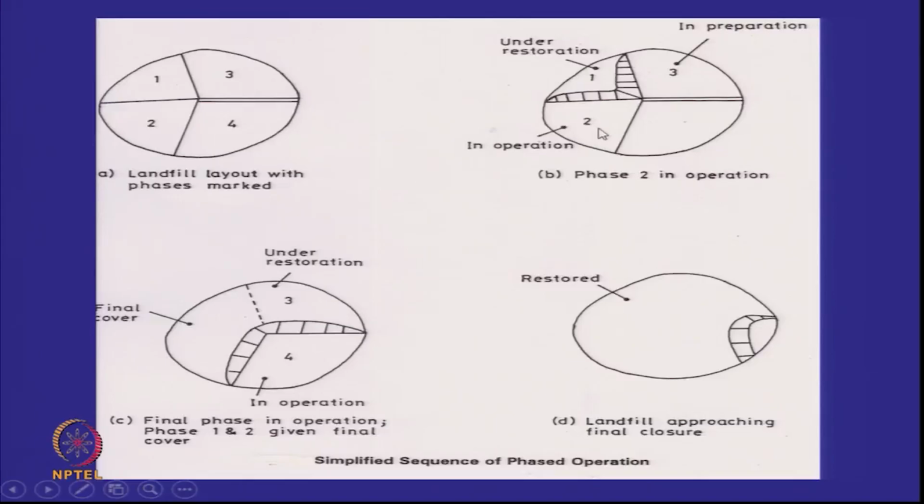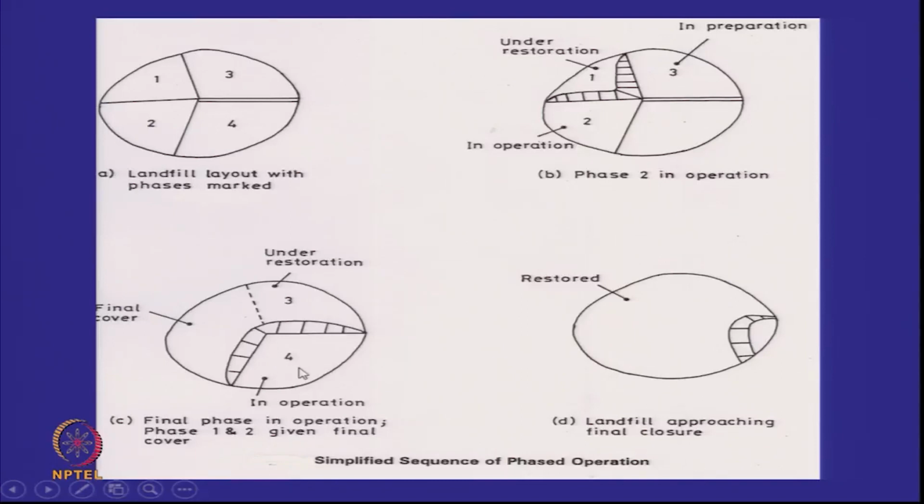So let me say 1 year is over, the second year is on. So in the first year you will place the waste here, agreed? At the end of the first year you will cover this. In second year what will happen? While you are placing the waste here, you are putting your liner here. So in the second year, this is under operation. This has been filled, it is covered. This is under operation, means waste is being put on it on a daily basis. And this is under preparation, you are putting the new liner for the next year. And then after 3 years are over, all this is covered with final cover.